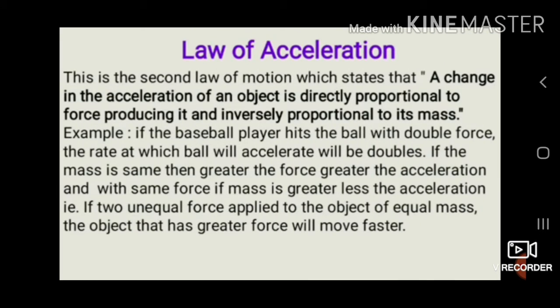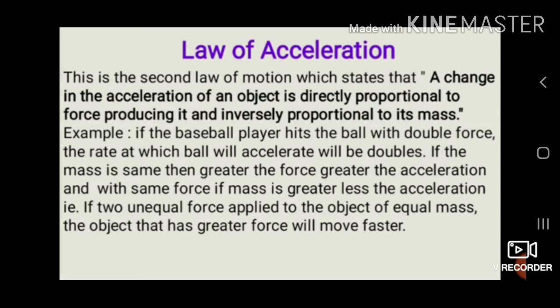The second law is the law of acceleration. This is the second law of motion, which states that a change in the acceleration of an object is directly proportional to the force producing it and inversely proportional to its mass.